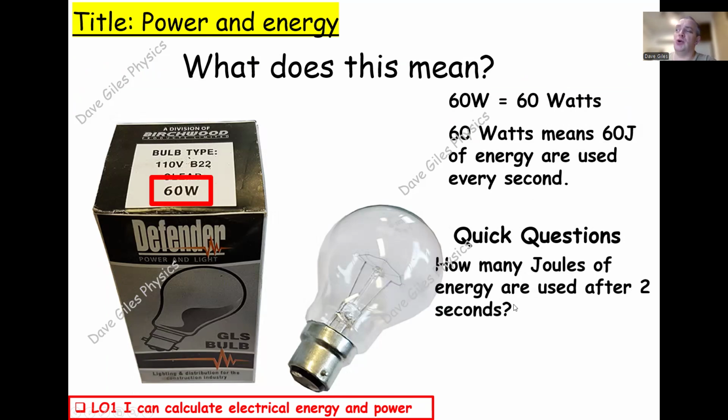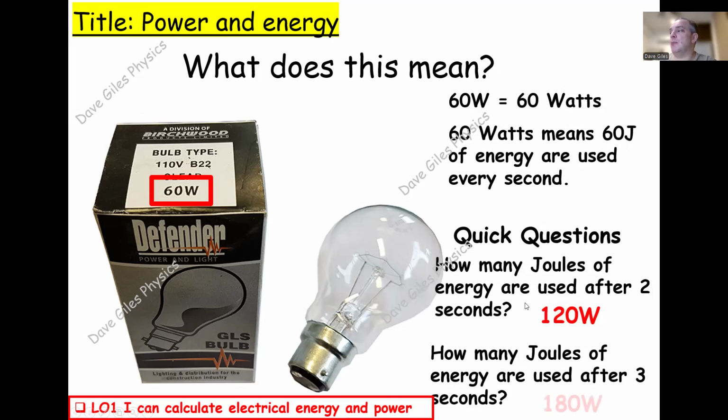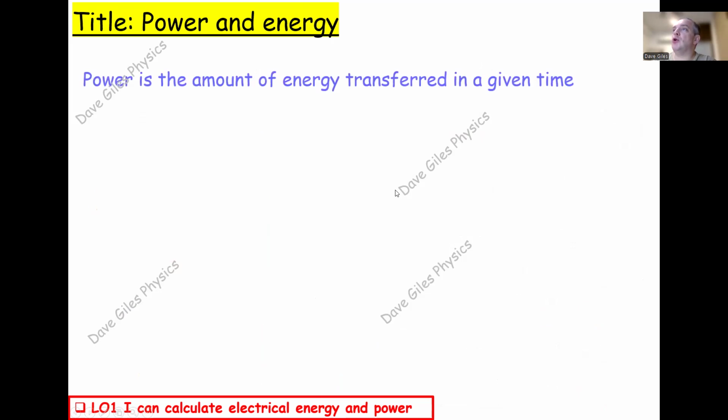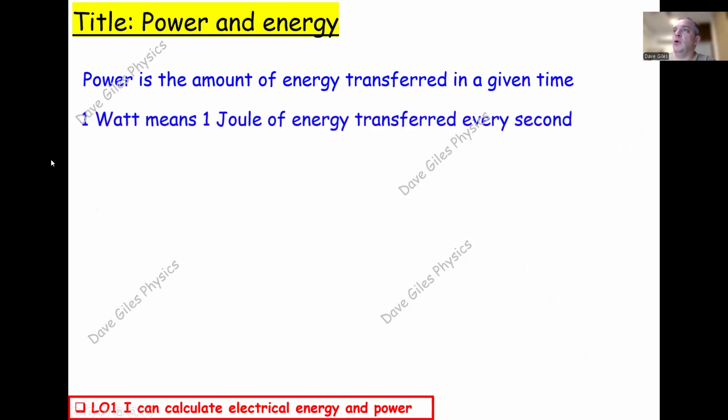How many joules of energy are used after 2 seconds? That would be 120. After 3 seconds, it will be 180, etc. So from that, we can get a definition of power. Power is the amount of energy transferred in a given time. 1 watt means 1 joule of energy transferred every second.